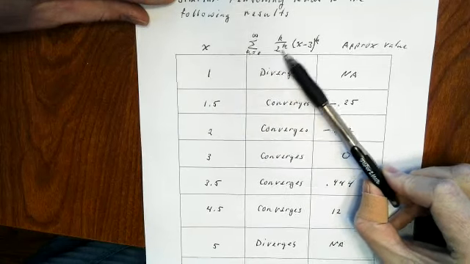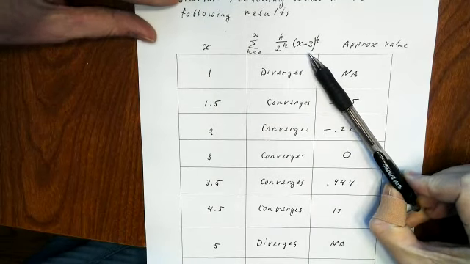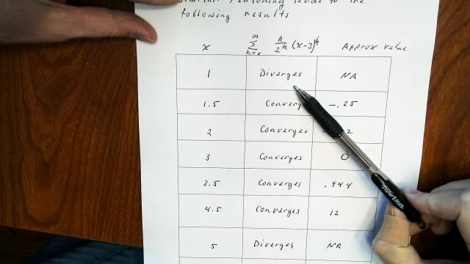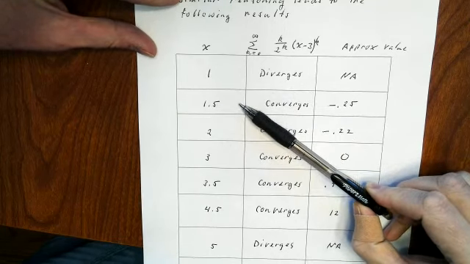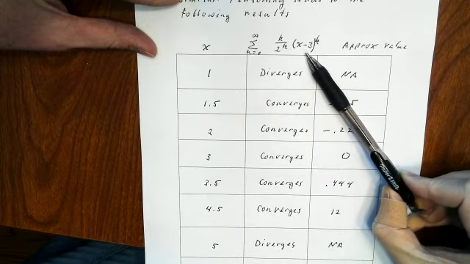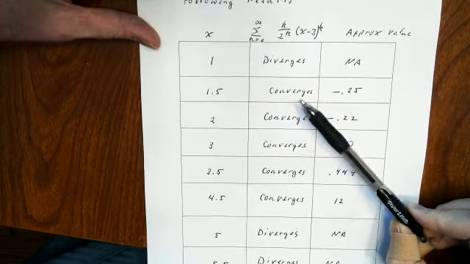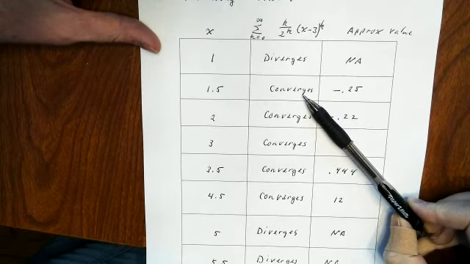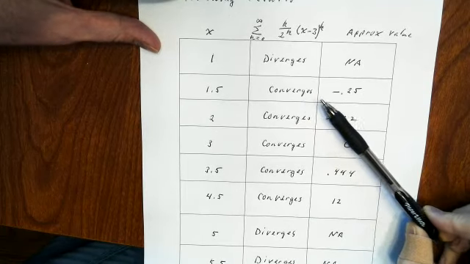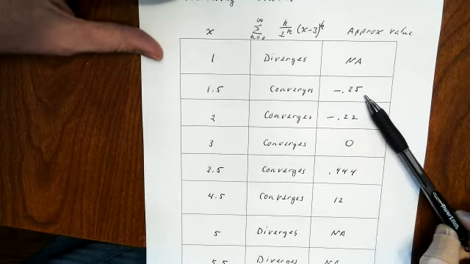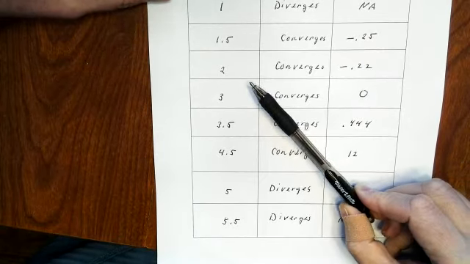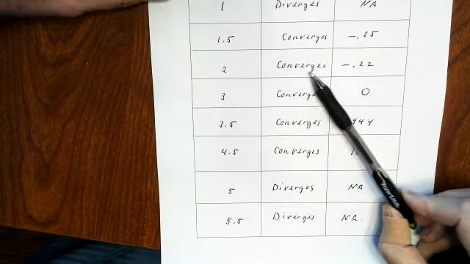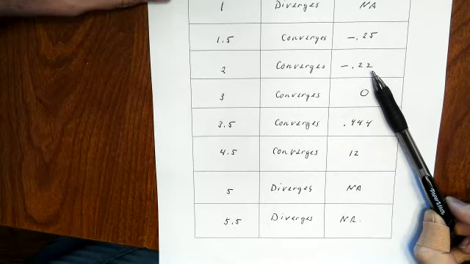If x is 1 and we plug 1 in here, apply the ratio test, we'll get an L value greater than 1, so the series diverges. If x is 1.5, plug 1.5 in, I get a series that converges by the ratio test again. And if I use the GeoGebra applet, I can approximate the value to be minus 0.25. And you can see what's happening to the other values. When x is 2, we get a series that converges to about this.